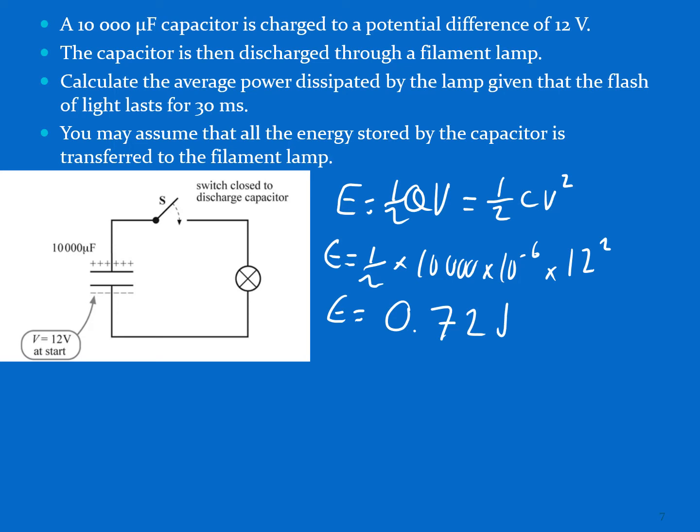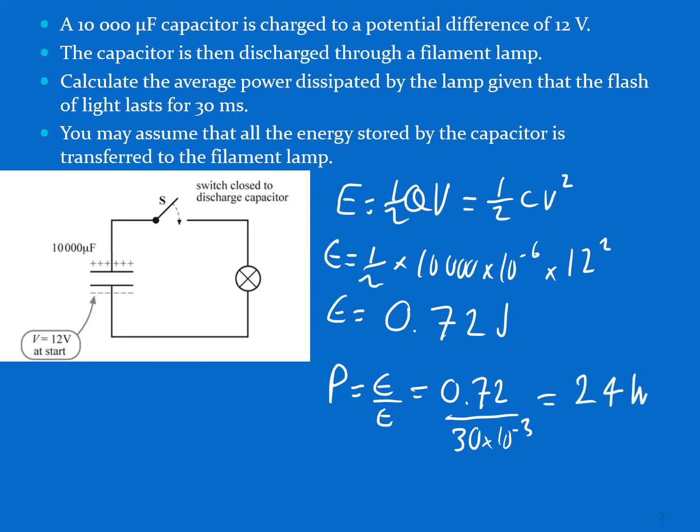We've got the energy. Now we need to find the power. From our power relationships, power is equal to the energy transfer per second, or energy over time. So 0.72 divided by 30 milliseconds gives a power of 24 watts. This was ordered to two significant figures.